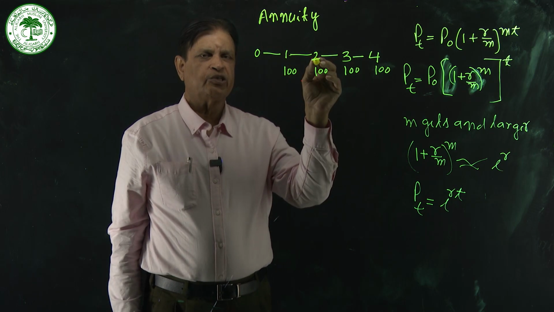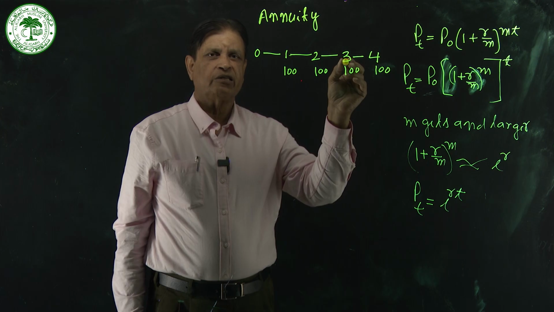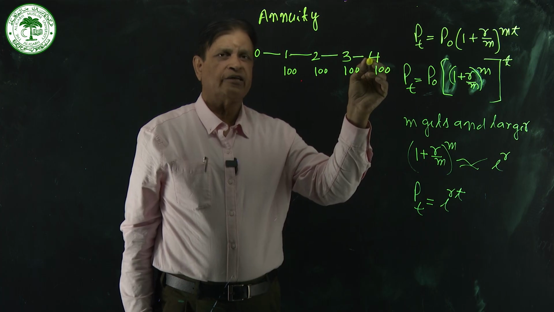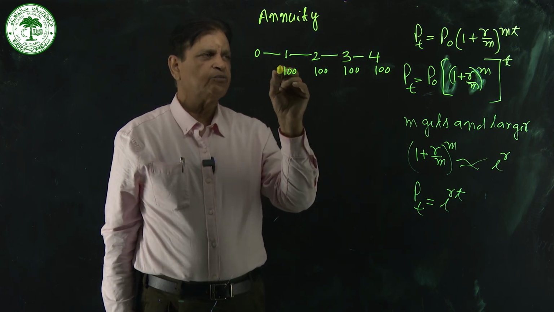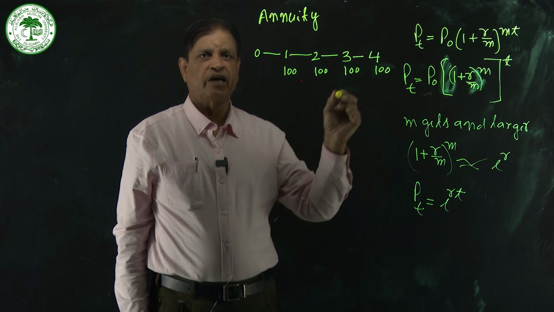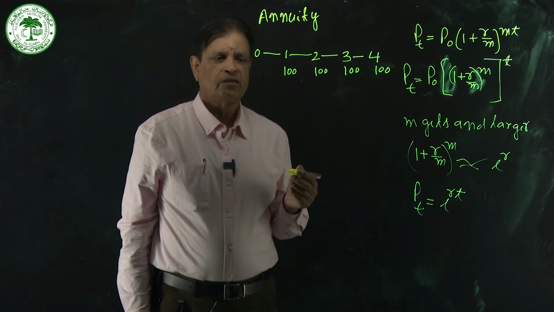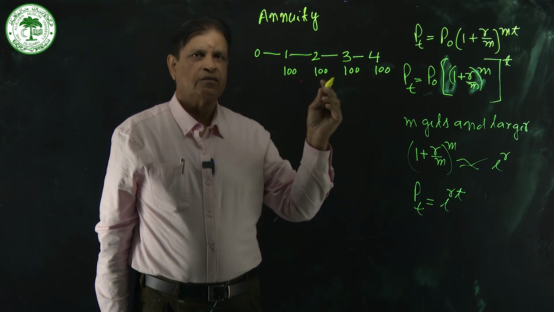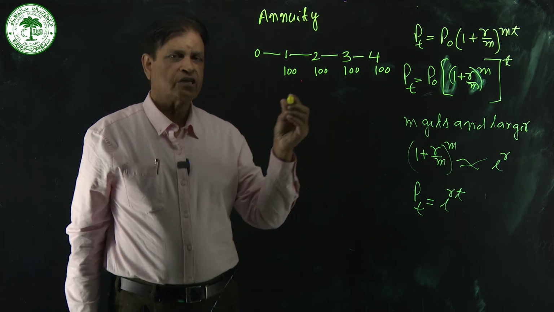And the money that we deposited at the end of the second year will get interest for 2 years. And the money that we deposited at the end of the third year will get interest for only 1 year. And the money deposited in the last year, the fourth year, will not get any interest. So we have to find out what will be the total value of our deposit at the end of 4 years. This is an example of an annuity, because we are having equal deposits at equal interval.